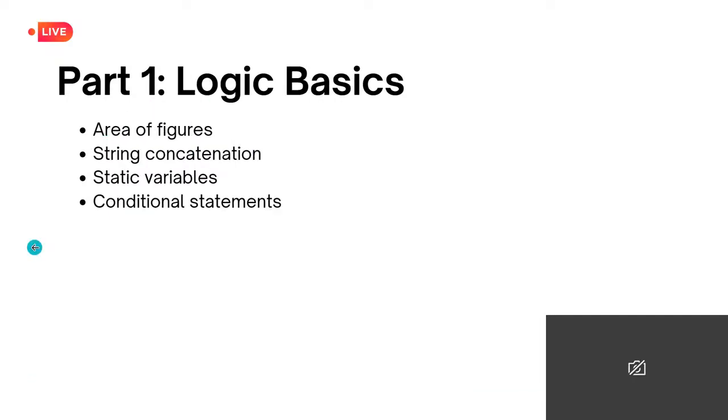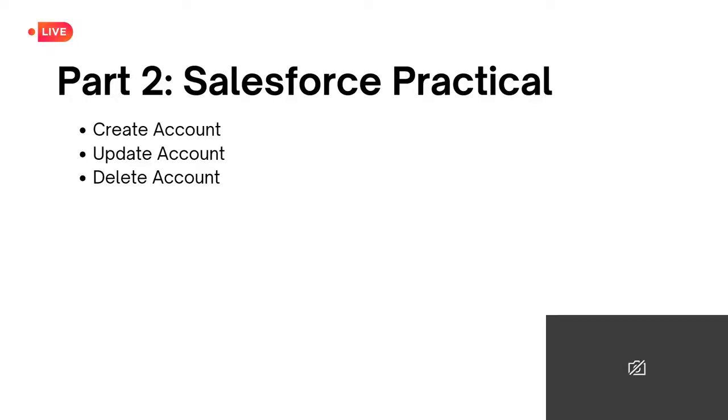In part 1 we understood simple logic: we can use the basic operators, find the area of a figure, and do string concatenation. I also explained static variables and conditional statements. And in part 2 it was basically Salesforce-oriented Apex programming, where we created the record, played with the database, updated that, and again deleted the record that we created. These are the only operations that we have to perform. There is also one more operation, upsert, which is the combination of update and insert. So basically this is what it is about.